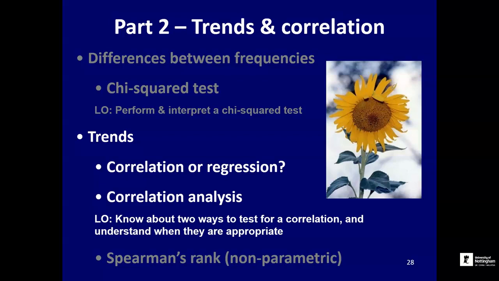We're going to switch tack completely, moving from looking at differences to looking at trends, and we're going to look at correlation in particular. So hopefully this won't be as long as the previous chunk. The learning objective that we're really targeting here is that you need to know about two different ways to test for a correlation and understand when they're appropriate. So we've got a parametric version of the correlation test and a non-parametric version which doesn't make the same assumptions. But initially we're just going to start off by comparing correlation with an alternative type of analysis for this sort of situation, something called regression.